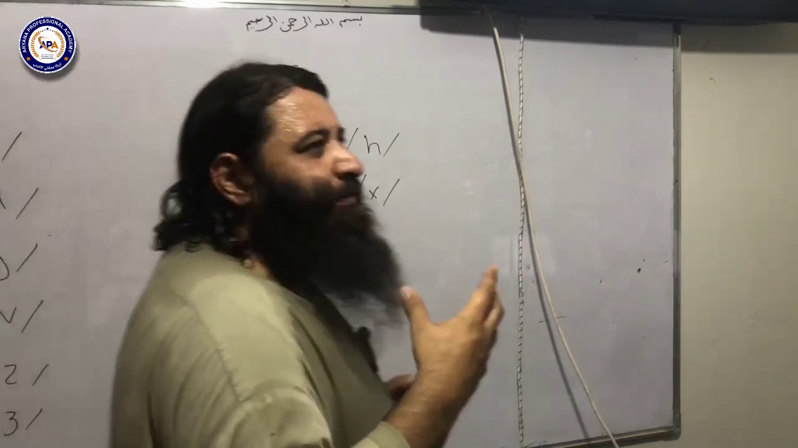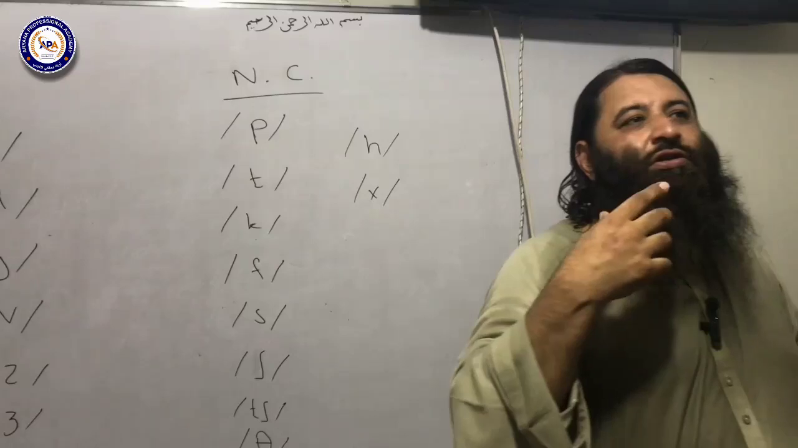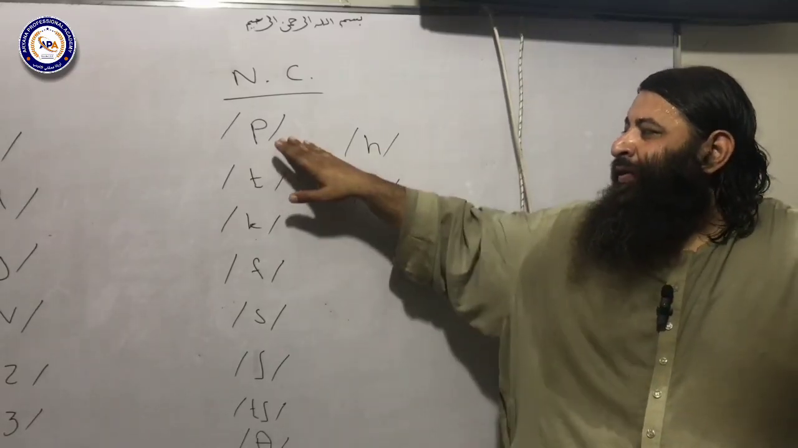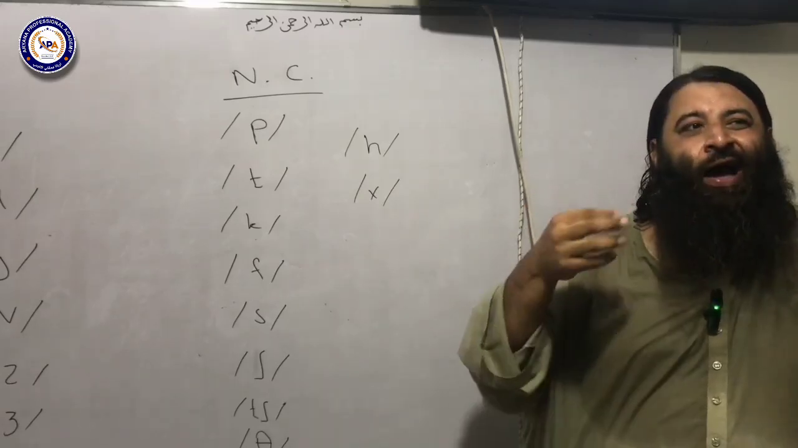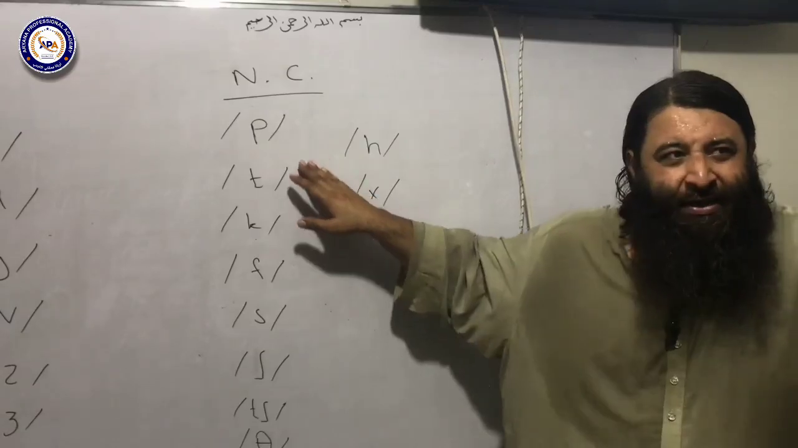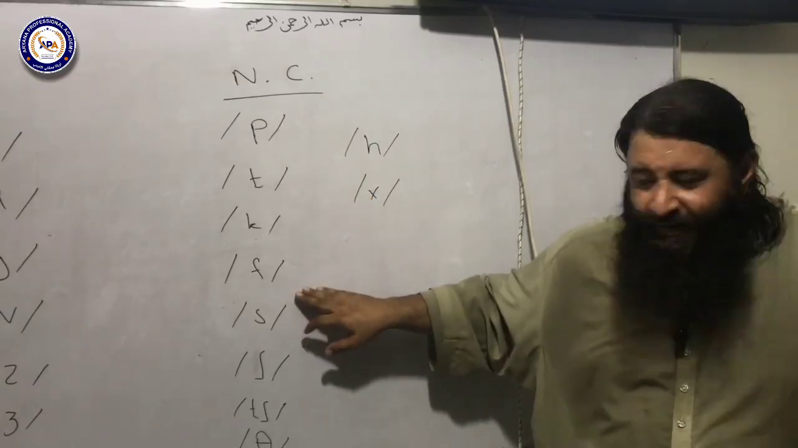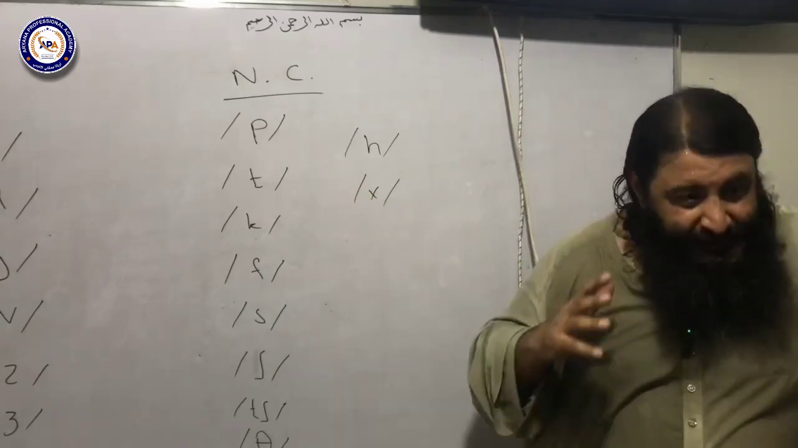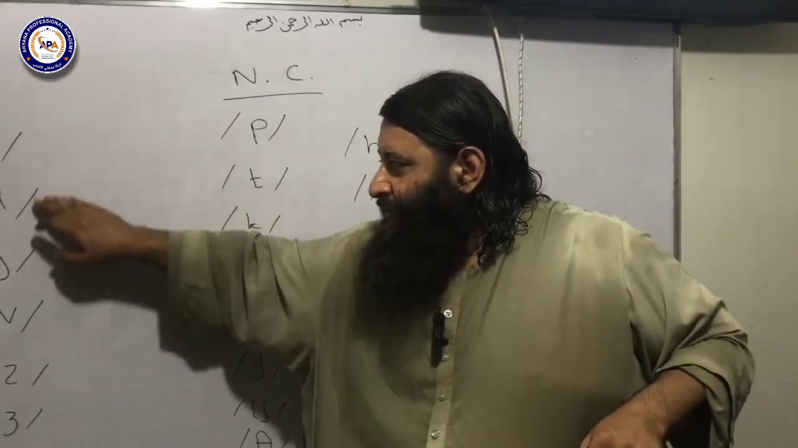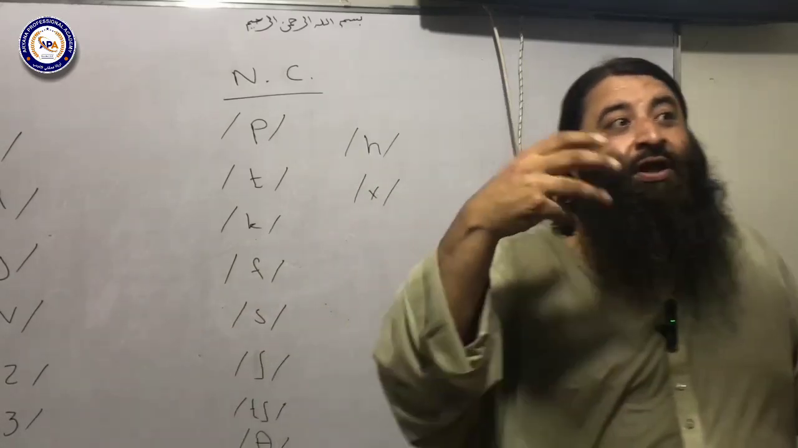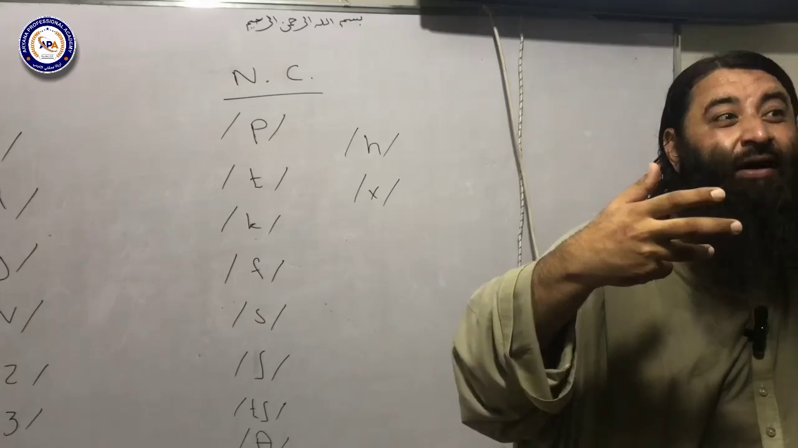When you pronounce them, you do not use your voice. See, when I pronounce, you will feel as if I'm whispering. No voice. But here, b, d, g, v, z, j, you hear my voice. Voice comes out.